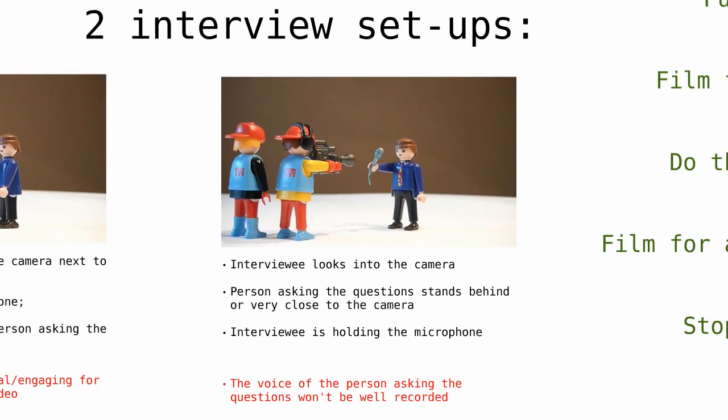There are 2 interview setups that you can use. In the first setup, only the interviewee is in front of the camera. He or she looks into the camera directly. For this, make sure that the person asking the questions stands as close to the camera as possible. This way the interviewee has the liberty to look into the reporter's eyes or into the camera. When filming with a microphone, it is the interviewee holding the microphone. But that means that the voice of the reporter asking the questions won't be recorded so well.